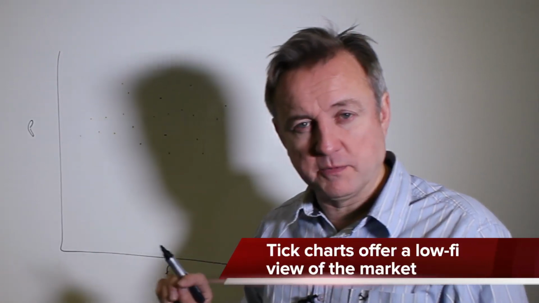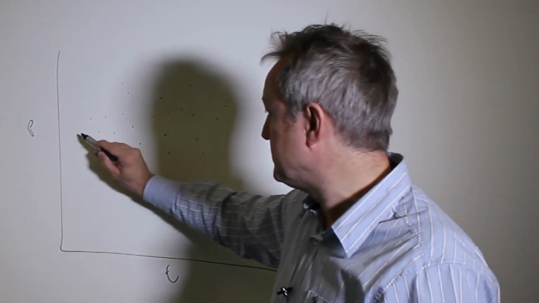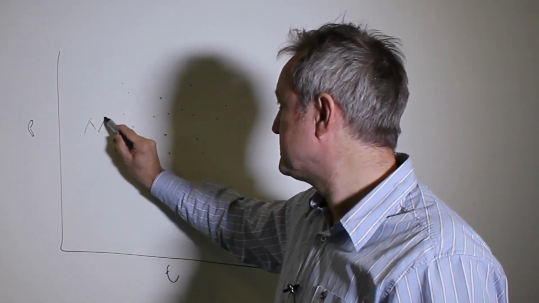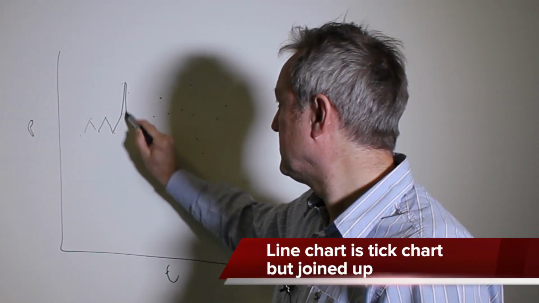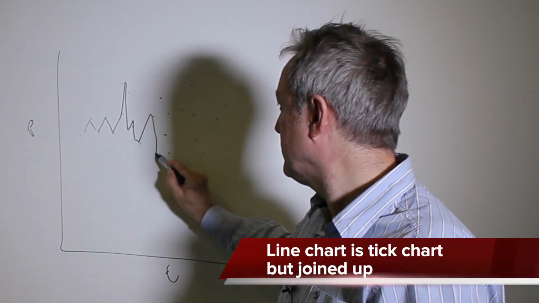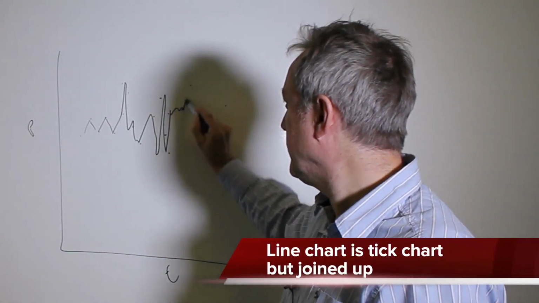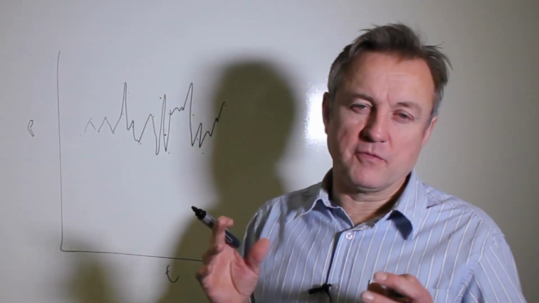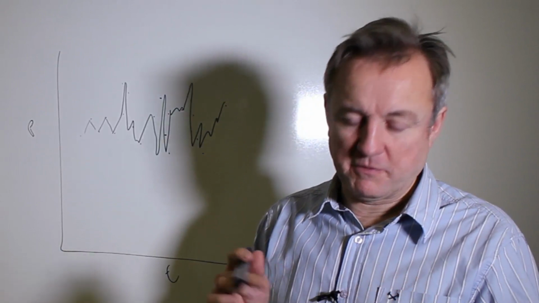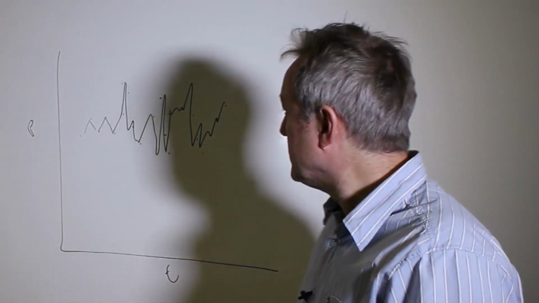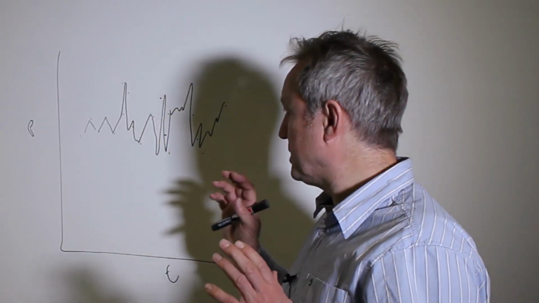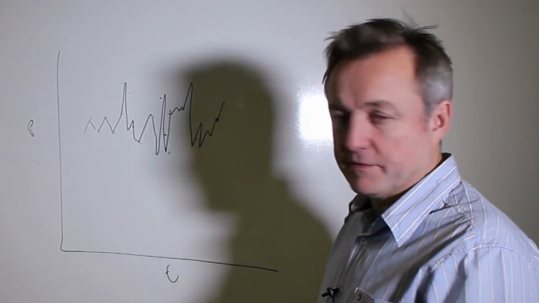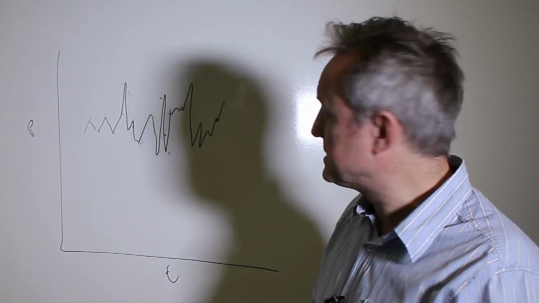From the tick chart we can move very easily to a line chart by simply joining the trades. But as you'll see, you get a very fuzzy line chart too. And also that lacks an overall sense of the shape of the market, the direction it's going, simply because there is such a lot of ticks.